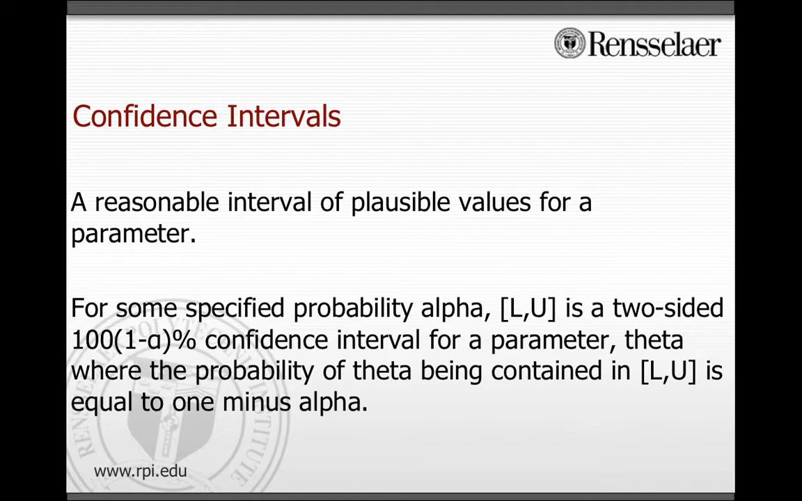For example, if alpha equals 0.05, which is a standard alpha value, your confidence interval would be a 95% confidence interval. And if you repeated that confidence interval experiment 100 times, hopefully 95 of those 100 confidence intervals would contain the true parameter value theta.